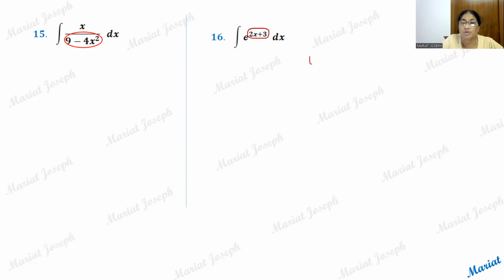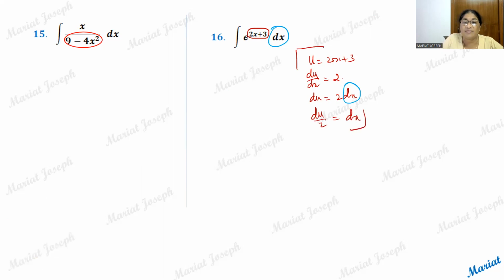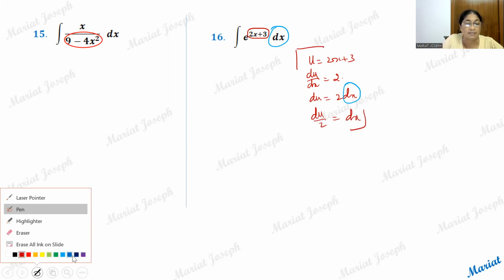The longer method I'm showing, the proper substitution. 2x plus 3. du by dx is 2. Therefore, du is 2 dx. And we don't have a 2 dx over there, we have only dx. So ye 2 nahi chahiye. Therefore, du by 2 equal to dx. This by 2 is what is reflecting in the shortcut actually.